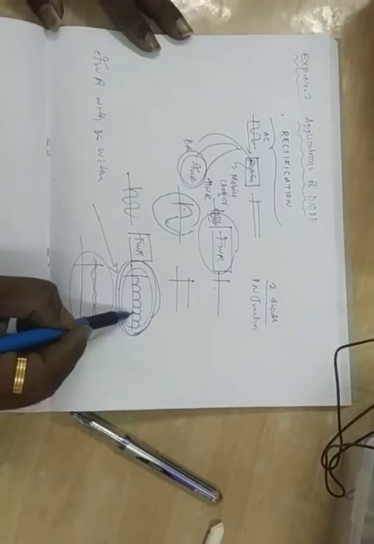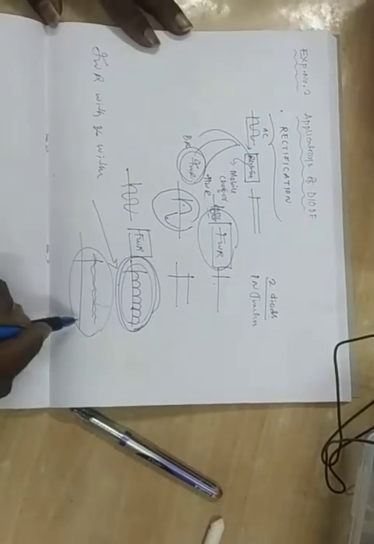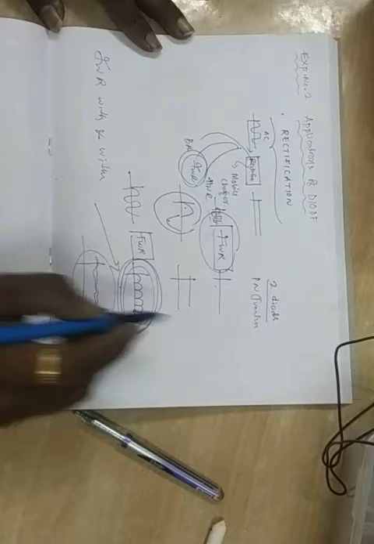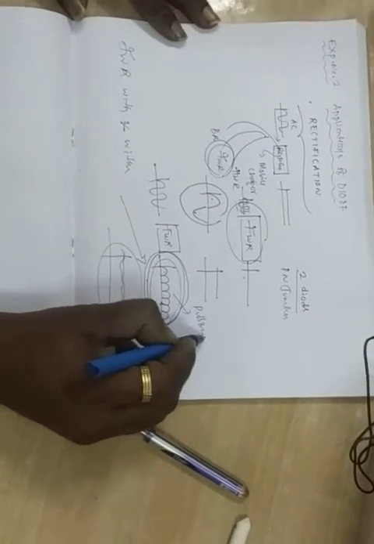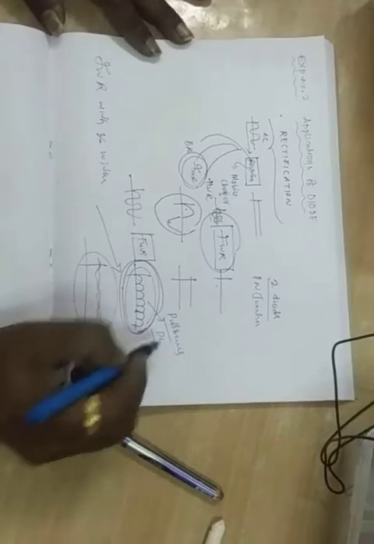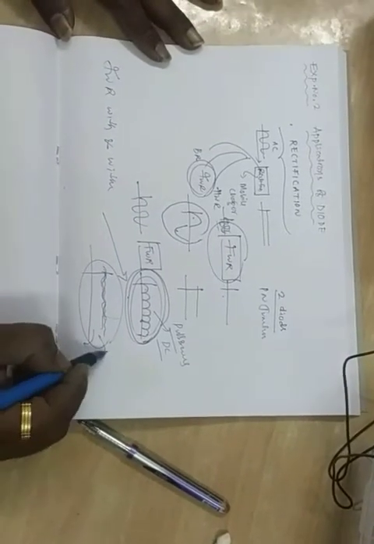This output is named pulsating DC. It is called unregulated DC. This is pulsating DC, in which we can have more content of AC also. Here, unregulated DC.